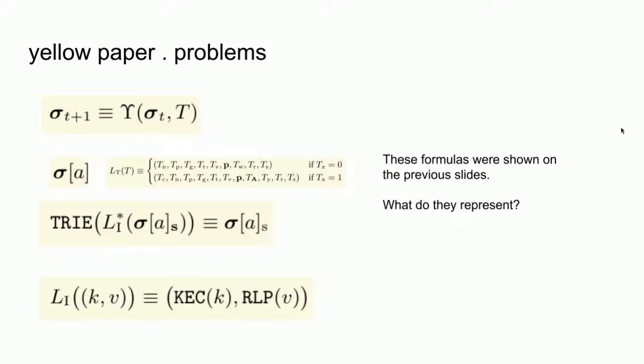Now, all of these formulas here are examples from the previous slides, and I've already forgotten what they mean. So that's kind of the biggest problem, I think, with the yellow paper: these notations, while they are very succinct, are very difficult to understand.